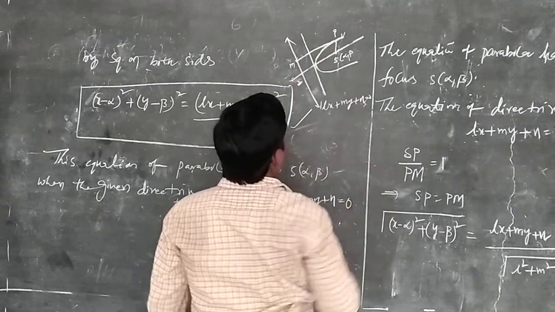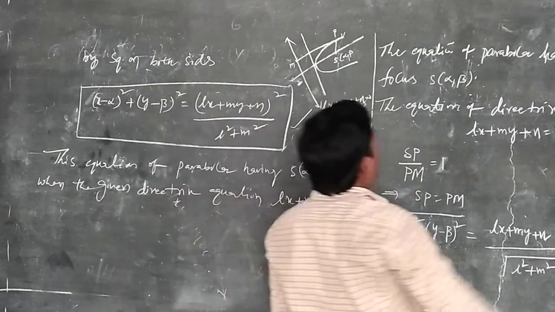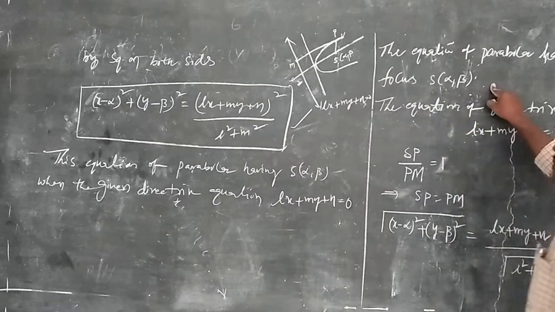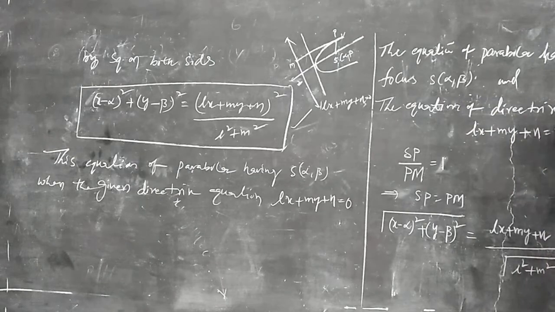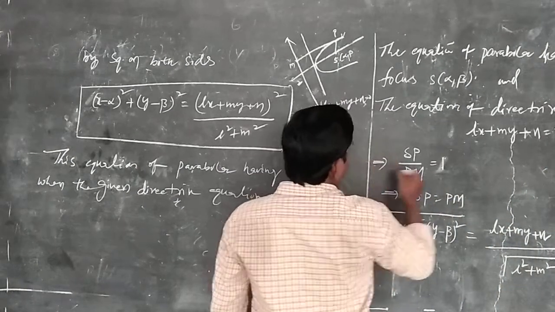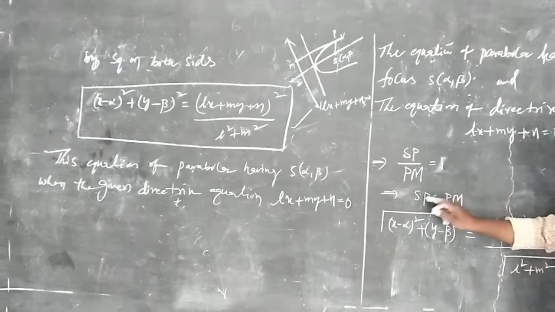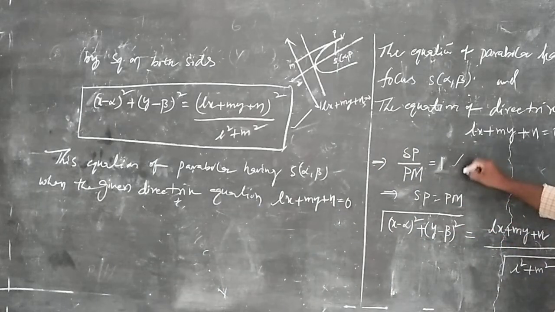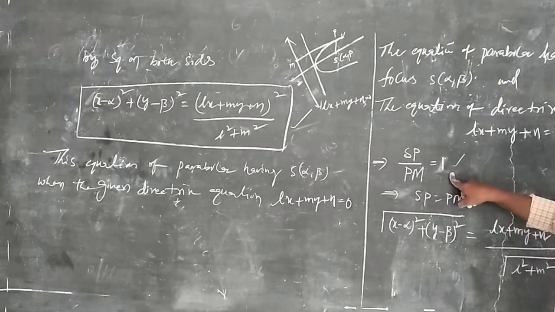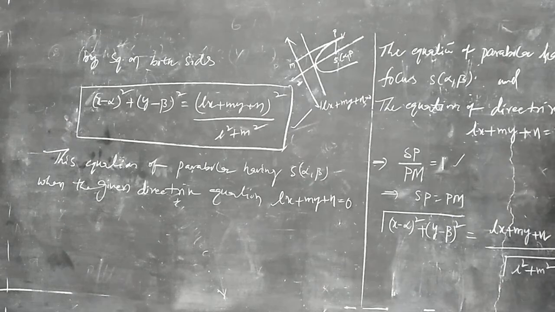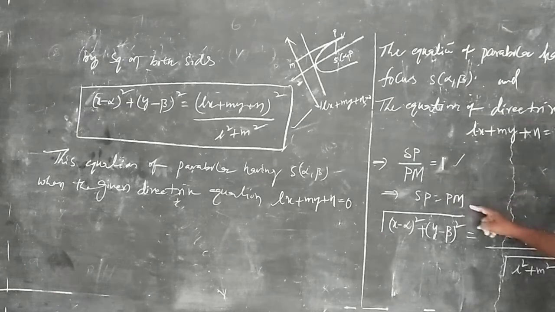So the equation of the parabola having focus (alpha, beta) and the equation of directrix Lx plus My plus N. We know that SP by PM equal to 1, SP equal to PM. The condition of a parabola is SP by PM equal to 1. So when E equal to 1, it is a parabola.